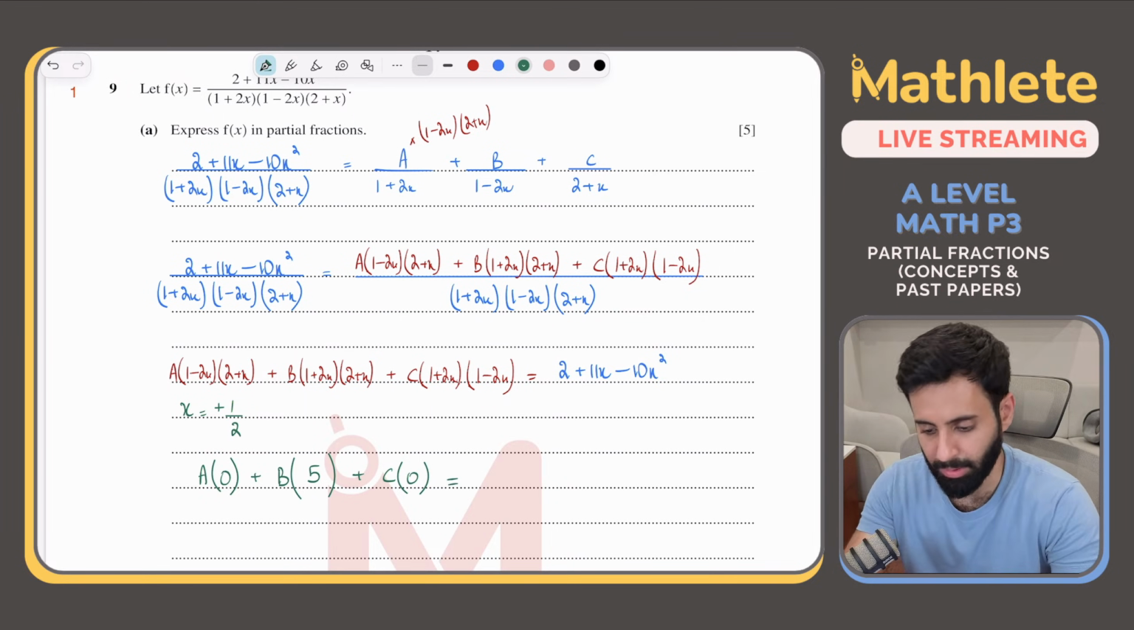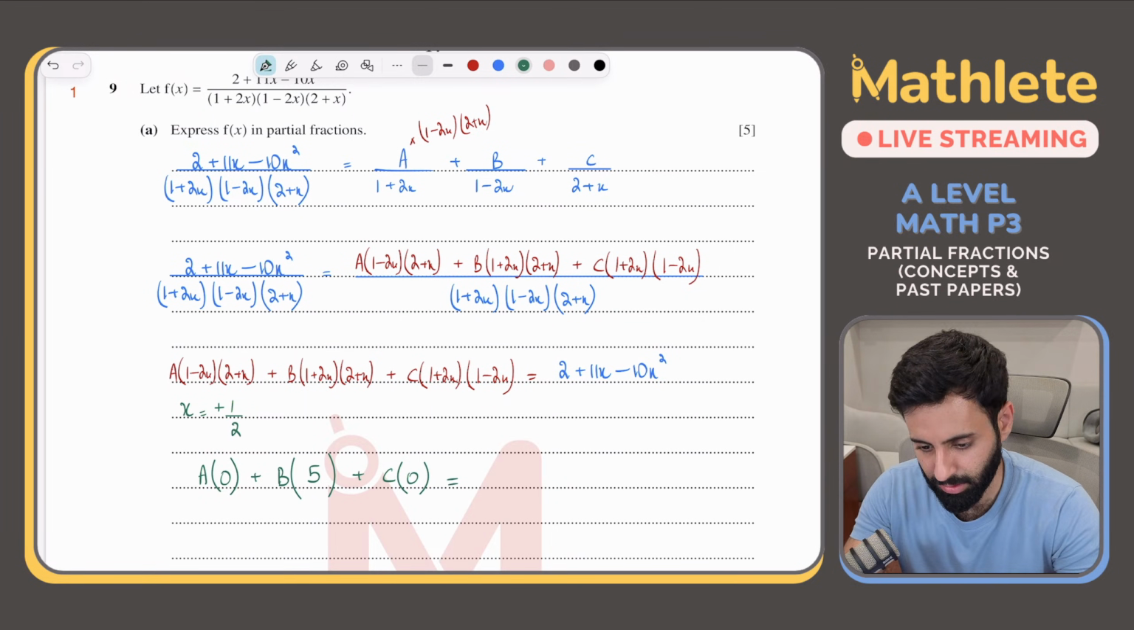Equals, let's see what we get. So we get 2 plus 11 into 1 upon 2, close the bracket, minus 10, bracket open, into 1 upon 2, the whole thing squared.